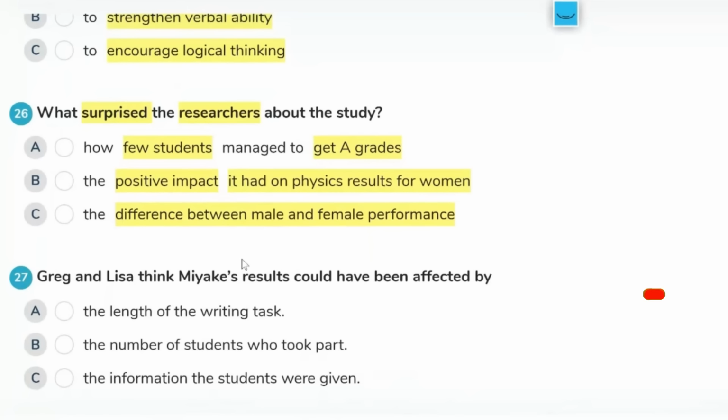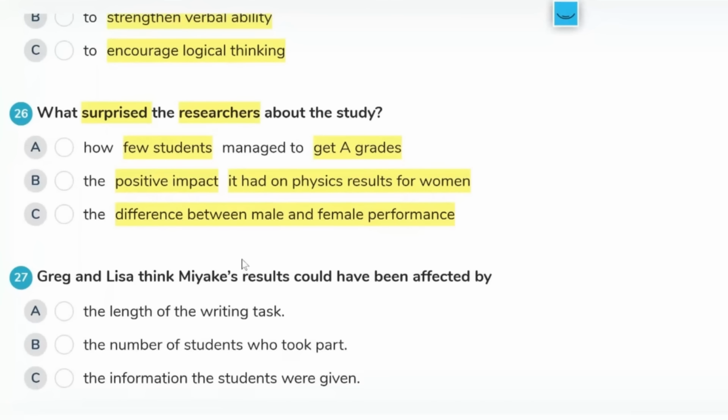Pity it wasn't to an A, but still. No, but it does suggest that, okay, from C to B, right? What they hadn't expected. From C to B, what does it mean? C to B is positive impact. Right? C to B means that is the positive impact.